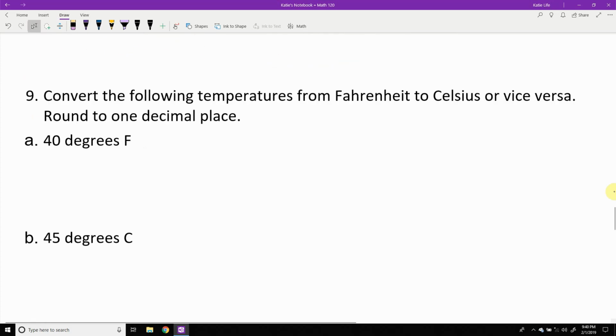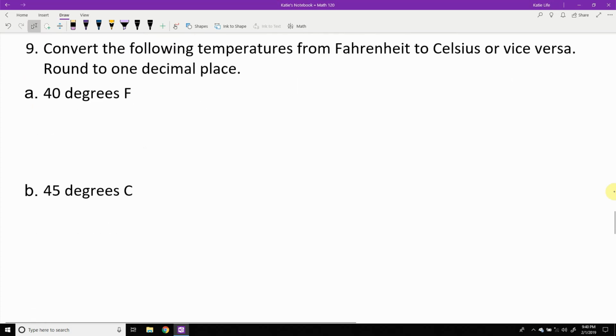All right. Number 9. We want to convert the following temperatures from Fahrenheit to Celsius or vice versa and round to 1 decimal place. So we want to transform 40 degrees Fahrenheit into degrees Celsius, and we want to transform 45 degrees Celsius into degrees Fahrenheit. Now, to complete this problem, we're going to need those formulas from the back of the conversion charts. So let's go ahead and write those down first.